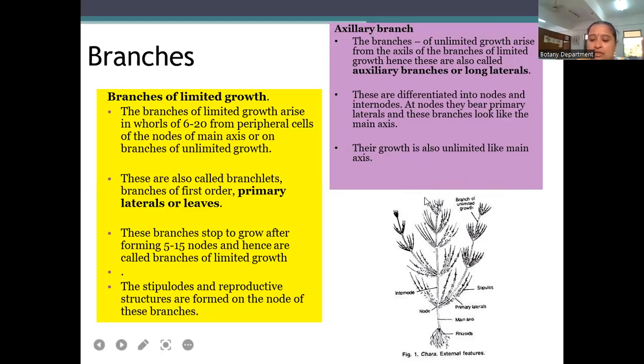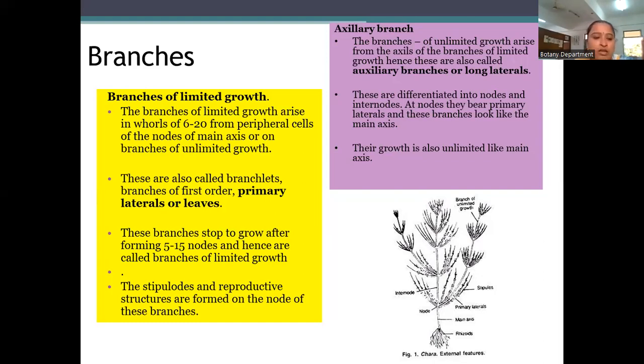The main axis has two types of branches. One is branches of unlimited growth. Which one is it? This part is called branches of unlimited growth. The second is branches of limited growth. Where my arrow mark is, this part is called the second branches. These are of limited growth. The main axis is of unlimited growth, and the second branches are of limited growth.